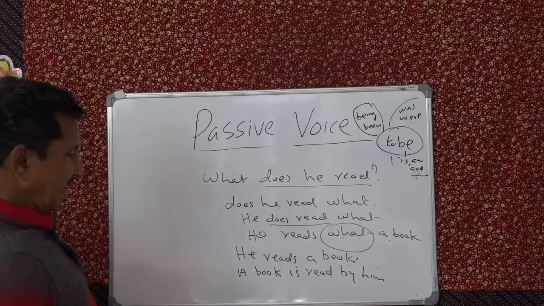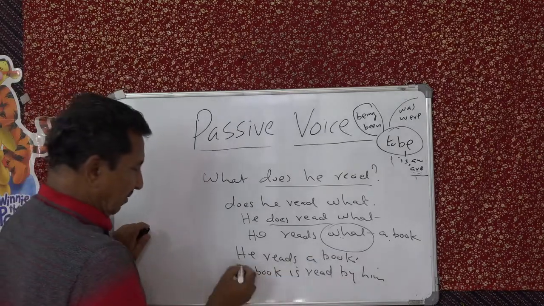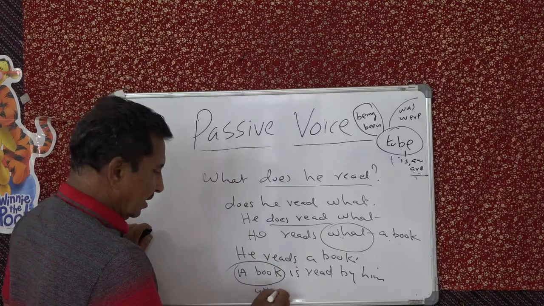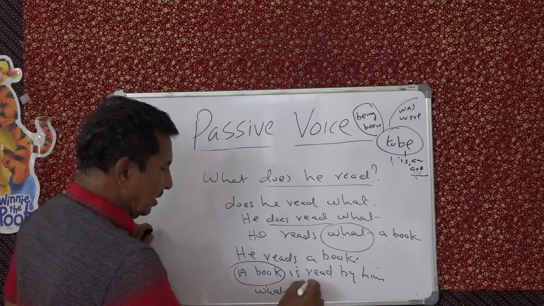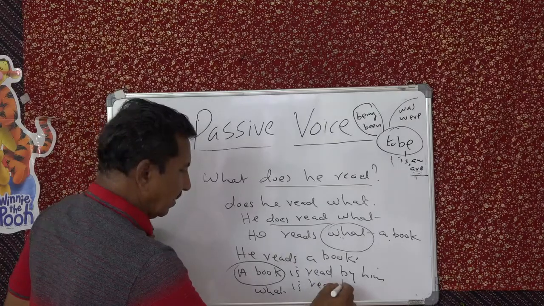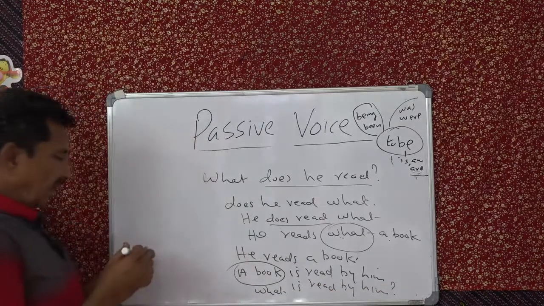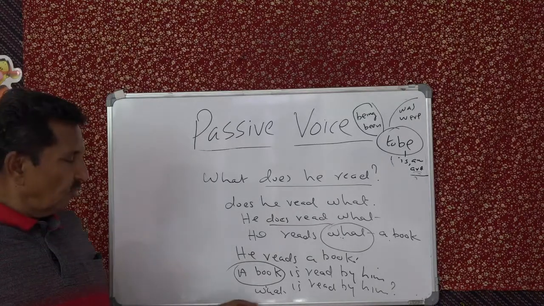Okay. Now instead of a book you have a question mark. What is read by him? Question mark. So what does he read? Answer is what is read by him.